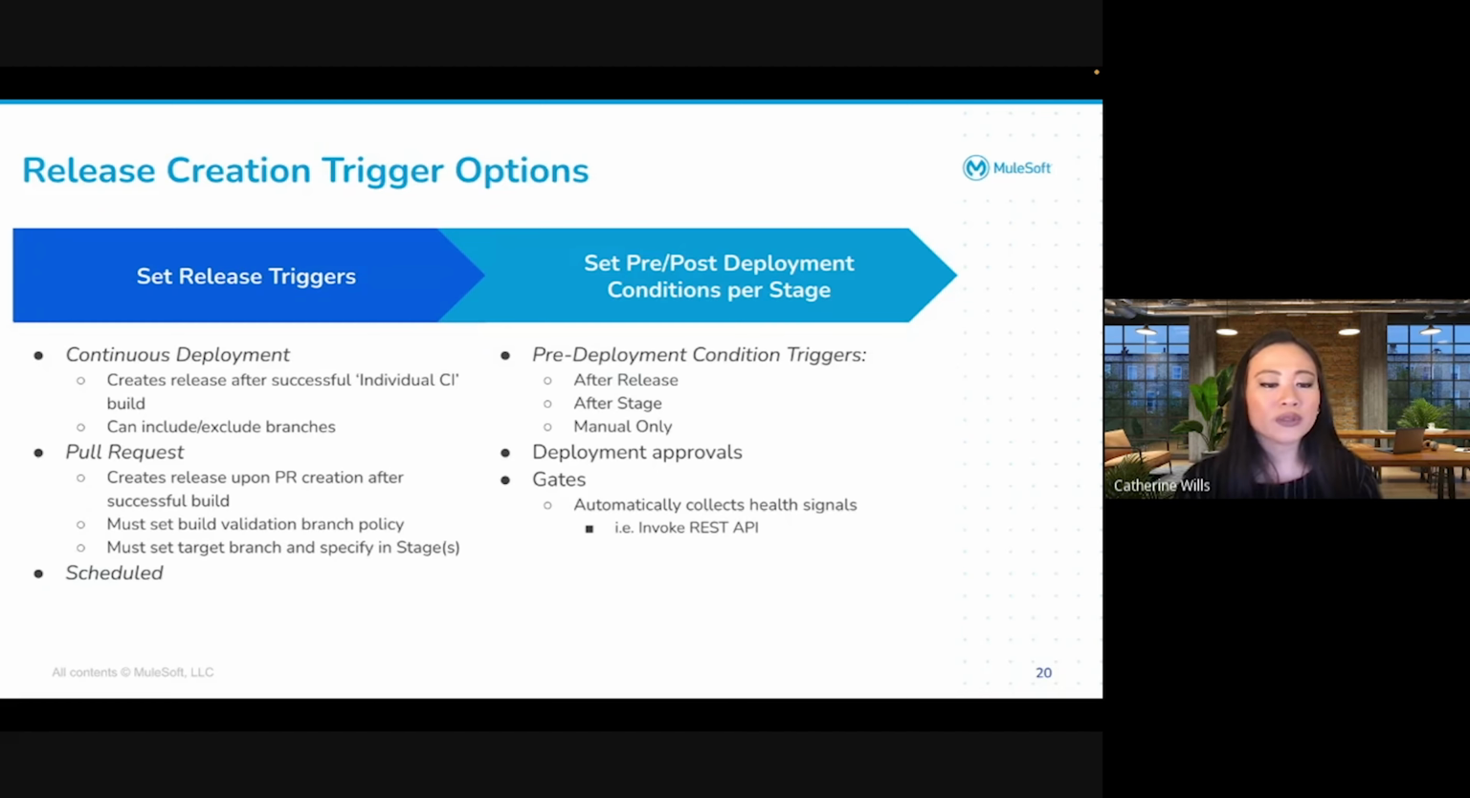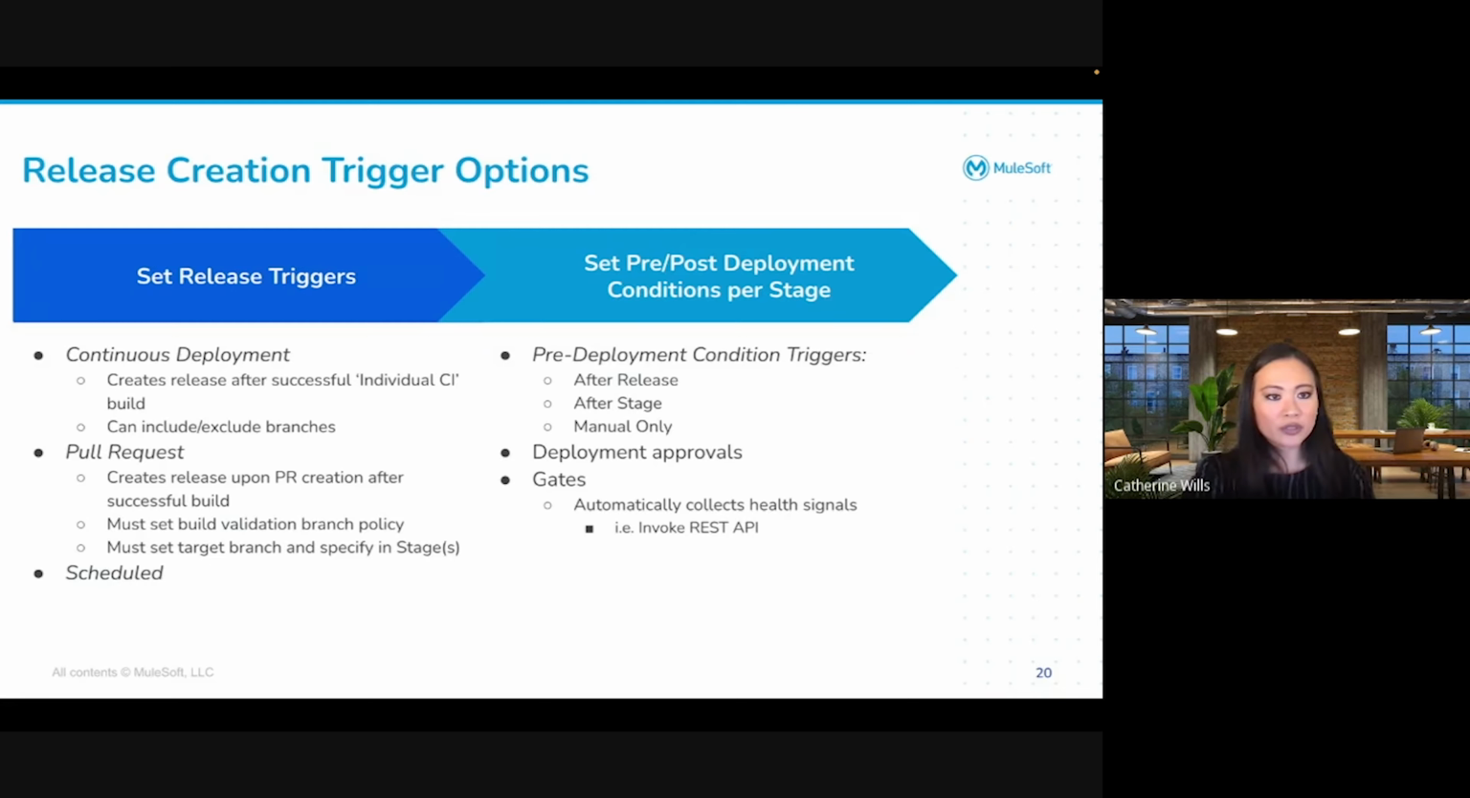It's going to create a release upon a PR creation after a successful build. You must set that build validation policy, and then you also set those target branch, and then you specify what stages. Now your stages are going to be your environments. And then again, there's also the scheduled option as well.